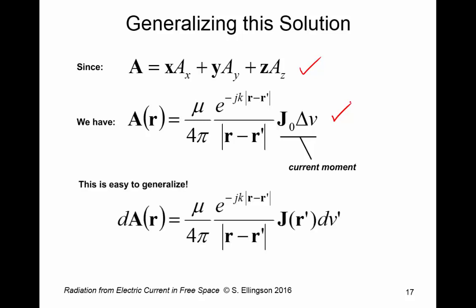And this is easy to generalize. The way I can generalize this to any current distribution is simply to say I'm going to integrate over some volume. So instead of A, I'll say this is some differential contribution to a vector potential, and that differential contribution is due to a volumetric differential chunk of this current moment. So delta V becomes dV prime. And that's all I have to change. Now all I have to do is integrate. I integrate anywhere where J is non-zero.